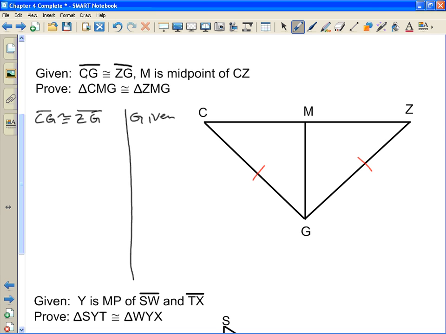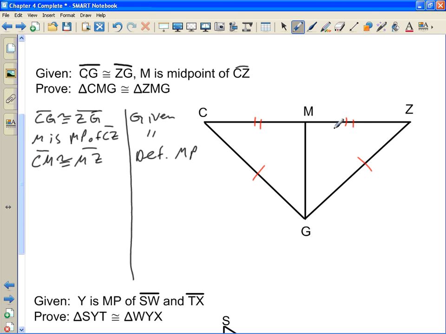Okay, the next given is that M is the midpoint of CZ. That's also given. So what that means to me is M's in the exact middle of CZ. So that means that these are going to be the same. So I'm going to say that CM is congruent to MZ, because that's the definition of a midpoint.